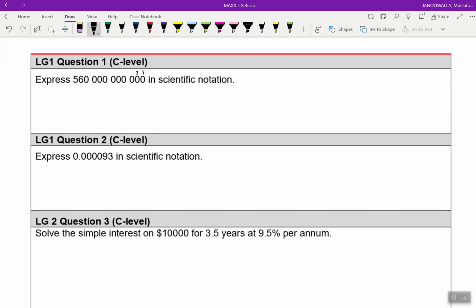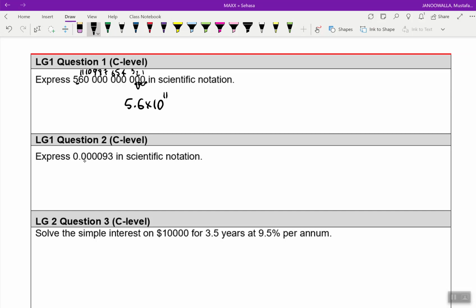So we've got 1, 2, 3, 4, 5, 6, 7, 8, 9, 10, 11. So basically we want the decimal point to move 11 spots to go to that 5.6. So we've got 5.6 times 10 to the power of 11. So that's how we do it for large numbers.